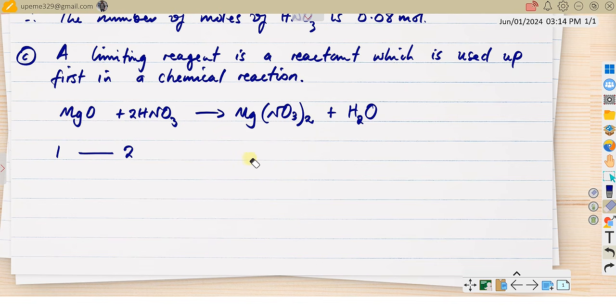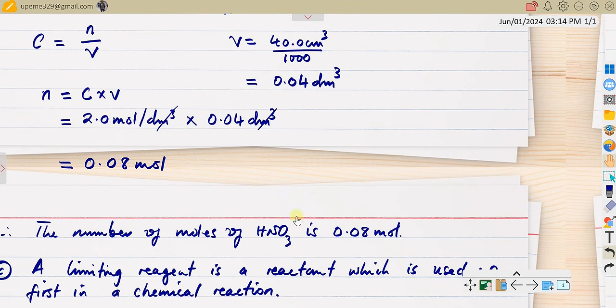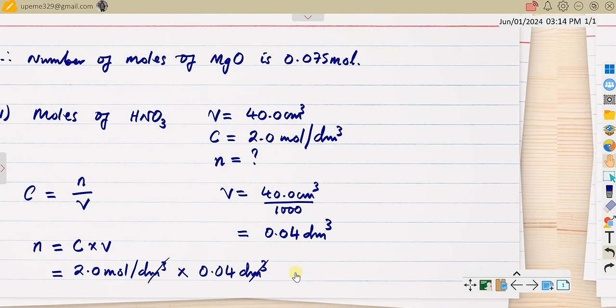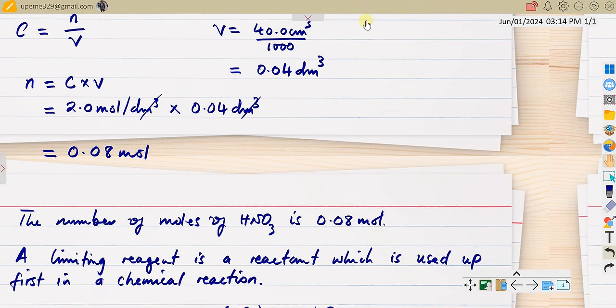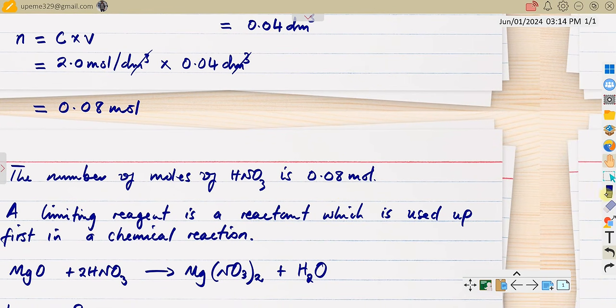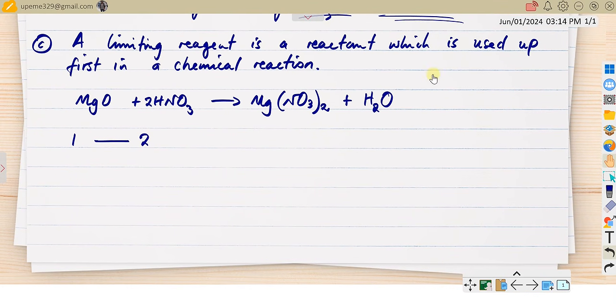Now, in a scenario where we were given, we calculated the number of moles here previously. So let me just remind you, to avoid forgetting things. If you forget in science, you never pass it. So we found the number of moles of magnesium, and also we found the number of moles of nitric acid here. Now these are very important because they are the ones we are going to use.